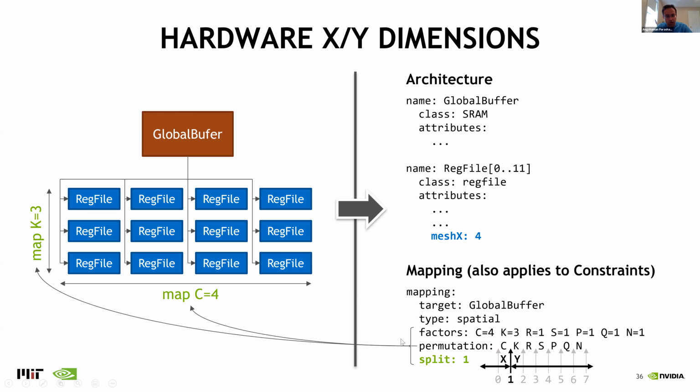So what this ends up doing is, if you look at the factors over here, C equals 4 and K equals 3, all of the other factors are actually 1. They don't matter. And so what it effectively does is map C equals 4 to the x-axis and K equals 3 to the y-axis.